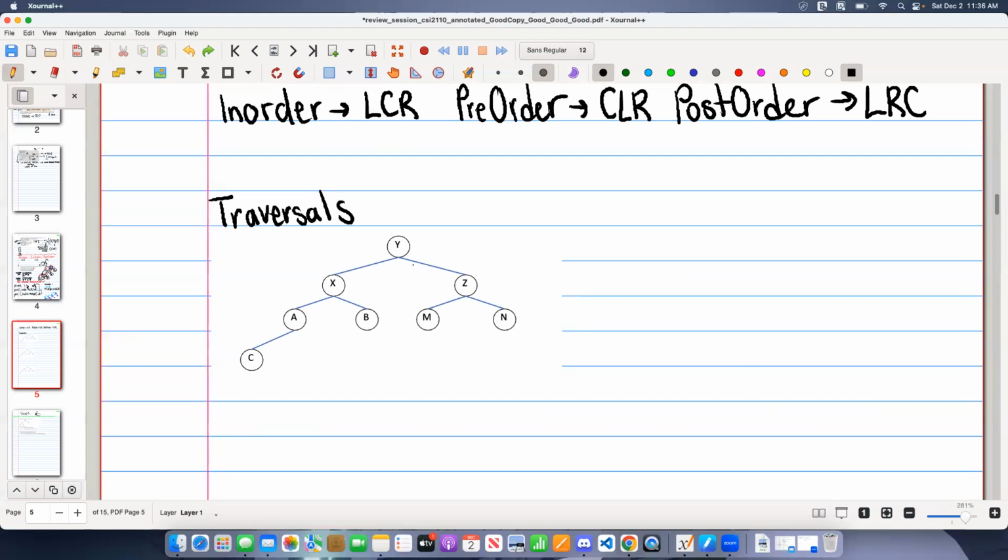Which traversal should we do first? Anybody? What, in-order? Okay, perfect. Okay, we have in-order. In-order is left, center, right.